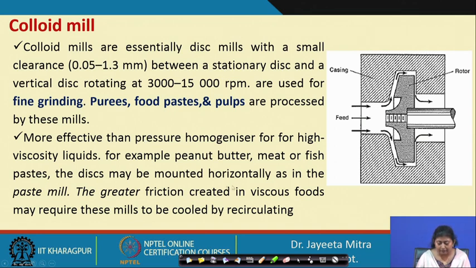The disc may be mounted horizontally, as in the paste mill. The greater friction created in viscous food may require this mill to be cooled by recirculating chilled water to cool the system. Here the feed is entering from one section, and this is the disc which is rotating, and from the very fine gap it comes out the other side. This one is the rotor and this is called the casing.